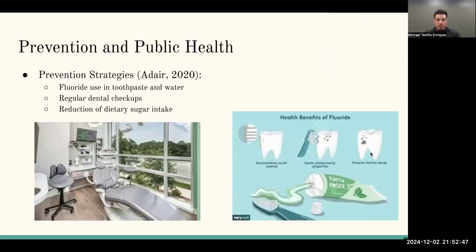And for prevention and public health, you have fluoride, which is used in toothpaste and water. You have regular dental checkups. Like I said, it depends on the person, it depends on insurance. There are multiple factors, but going to the dentist is very important to making sure that you have nice and clean oral hygiene, which plays into multiple other health benefits.